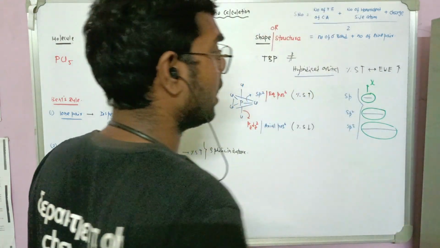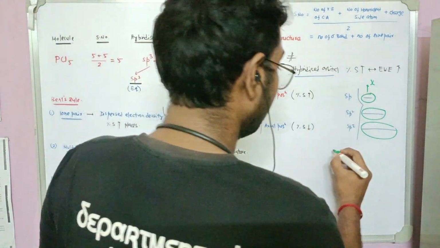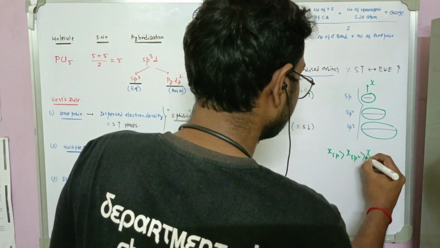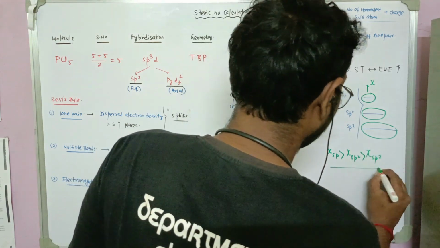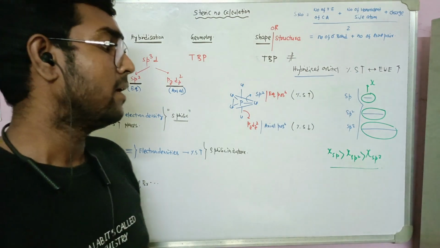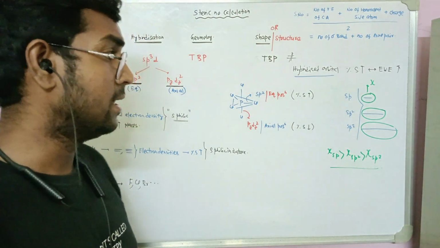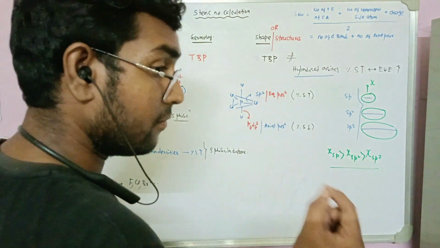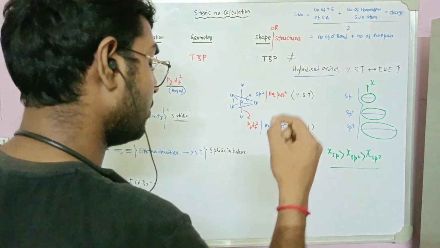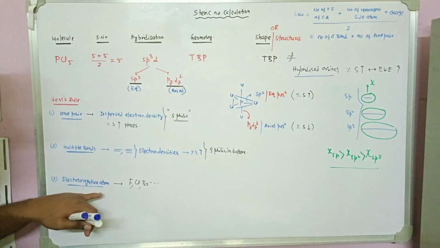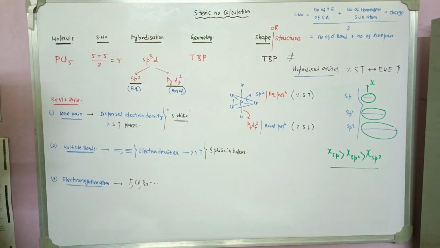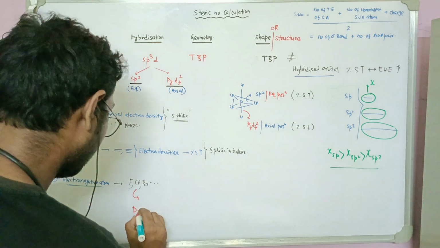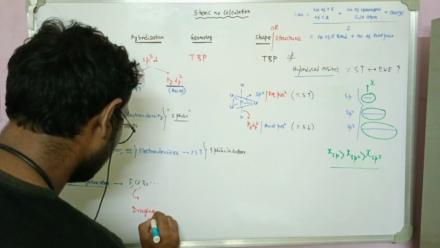So if we define the electronegativity with chi, then we can say that chi sp is greater than chi sp2, which is greater than chi sp3. As the percentage s character in a hybridized orbital increases, that orbital has the property of being electron withdrawing in nature. So the electronegativity of that hybridized orbital will increase as we increase the percentage s character. The basic property of an electronegative atom is to drag electron from the other atom.